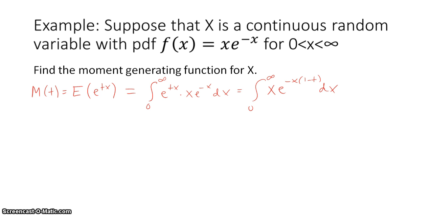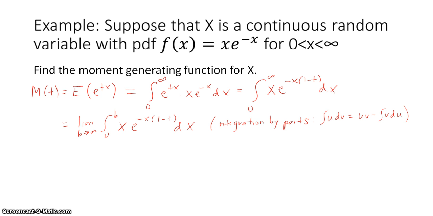Now, since we have an integral that we're trying to evaluate at infinity, what we're going to need to do is evaluate this as a limit as b approaches infinity of the integral from 0 to b of x times e to the minus x times 1 minus t power times dx. And this integral is one that can be solved using integration by parts.